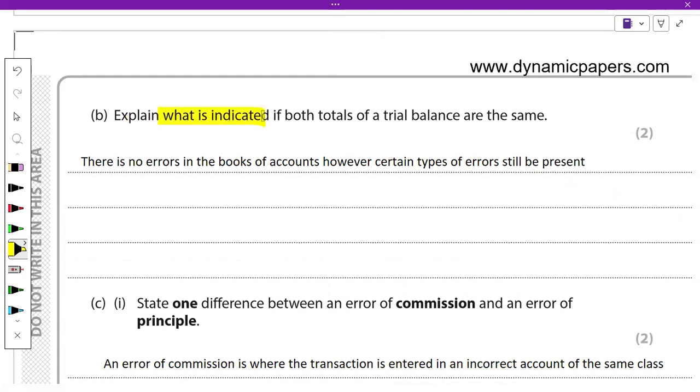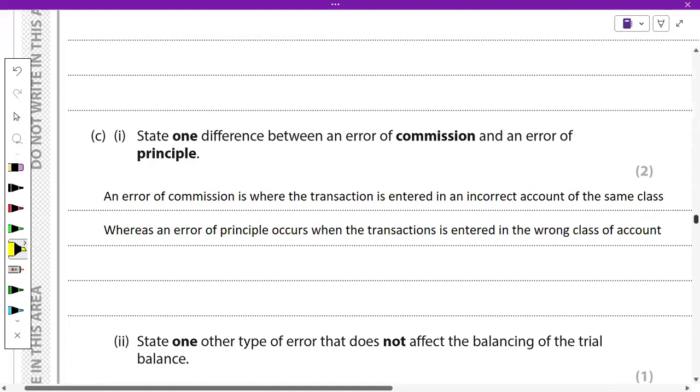So explain what is indicated if both totals of the trial balance are the same. So there are no errors in the books of accounts. However, certain types of errors may still be present. It means the errors which will not affect the trial balance. These can be error of commission, error of omission, error of principle, error of original entry.